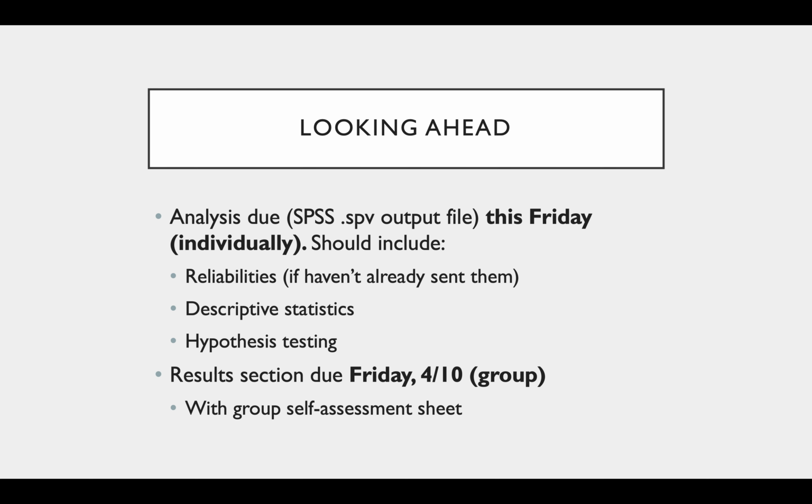Any sort of descriptive statistics for your variables, so those would be things like means, standard deviations. If it's a categorical variable, you're going to want your frequencies. And then, however you're testing your hypotheses, whether it's with correlations or t-tests or ANOVAs, whatever we talked about in our group meeting. And then the following Friday, on the 10th, as a group, your results section is due. So this is sort of the last group writing project. And with that, of course, you'll need to submit your group self-assessment sheet.